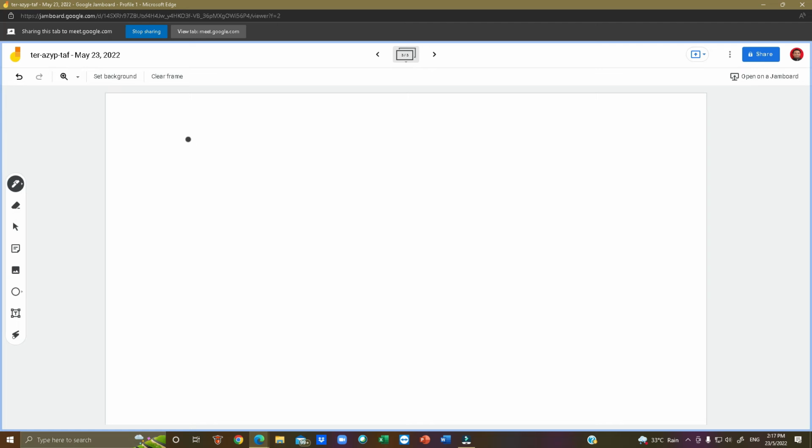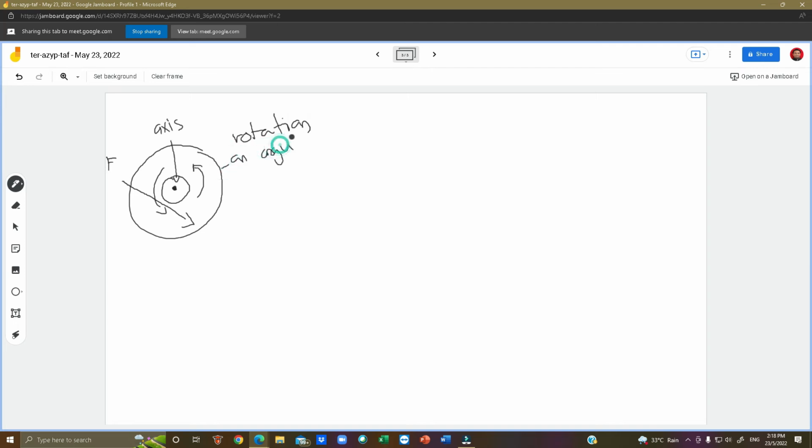Boleh, sir. Okay. Again, bola sepak. Okay, we apply a diagonal force. It causes the ball to rotate. Dia berputar pada paksinya. When we talk about rotation, it will involve this, dia mesti ada benda ni. Axis. When you see axis, automatically this motion is rotation. Berputar pada paksi. Rotation is an angular motion.